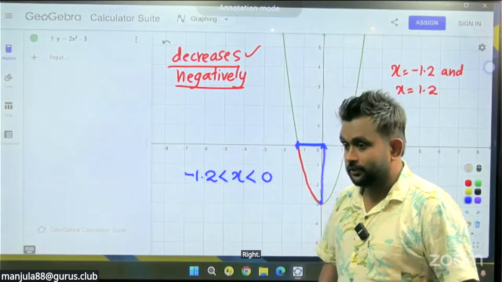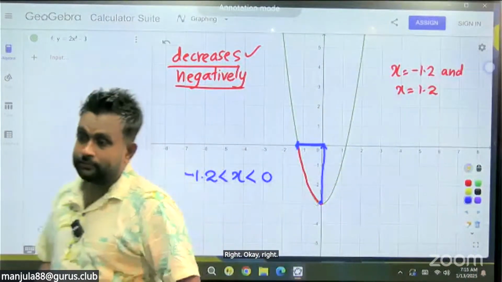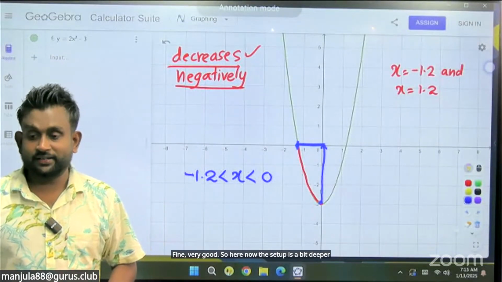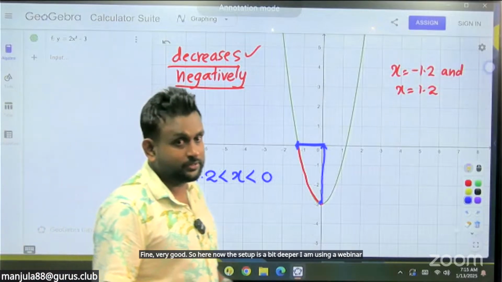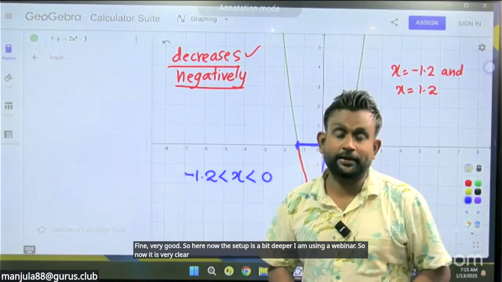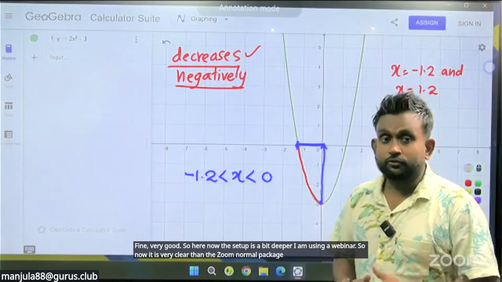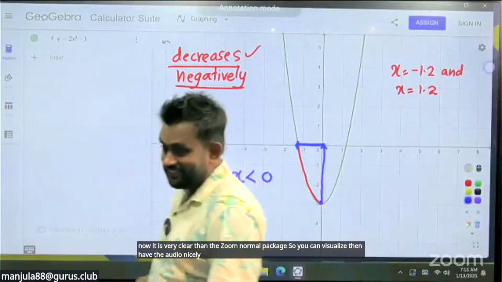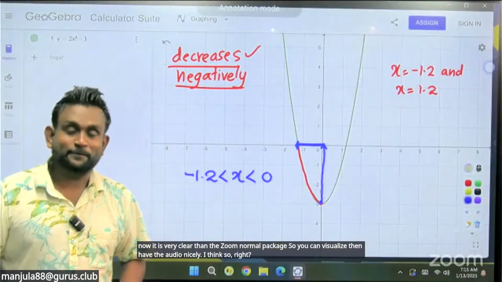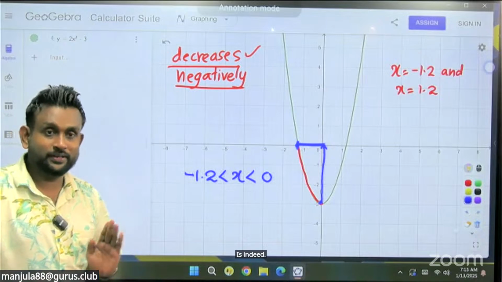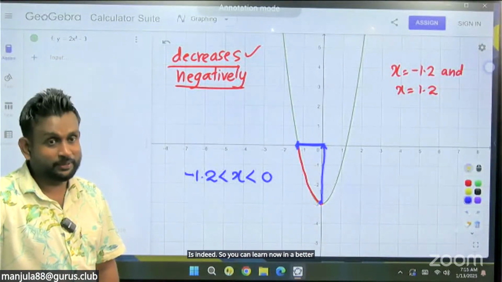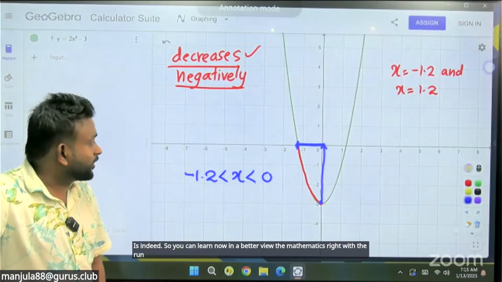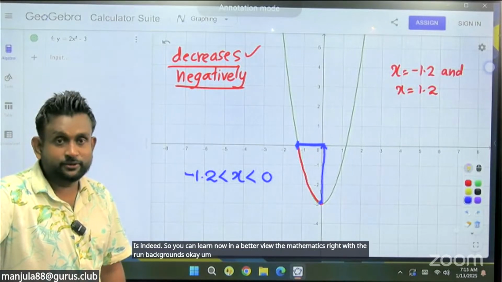Okay, right. Fine, very good. So here now the setup is a bit different. I am using a webinar. So now it is very clear compared to the normal Zoom package. So you can visualize and hear the audio nicely, I think, right? Isn't it? So you can now learn mathematics in a better view, with different backgrounds. Okay, that is fine now.